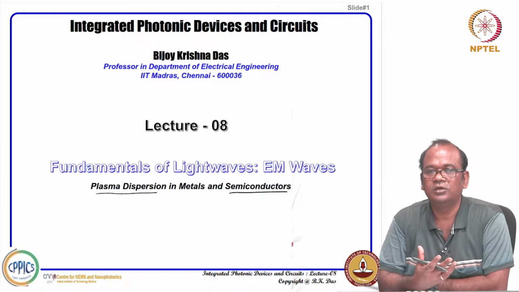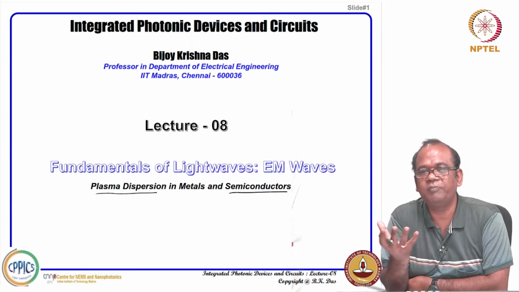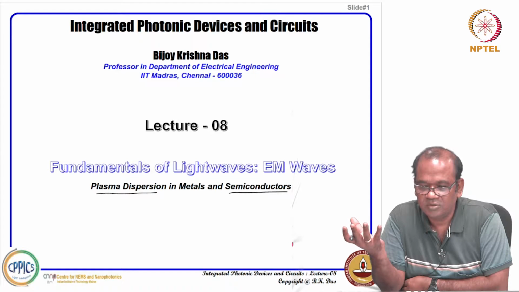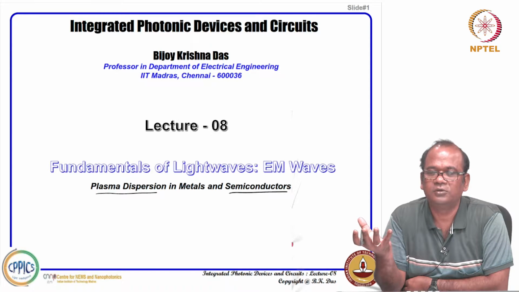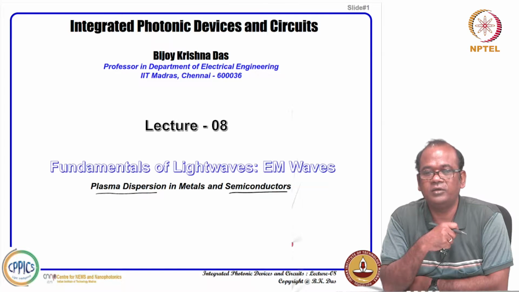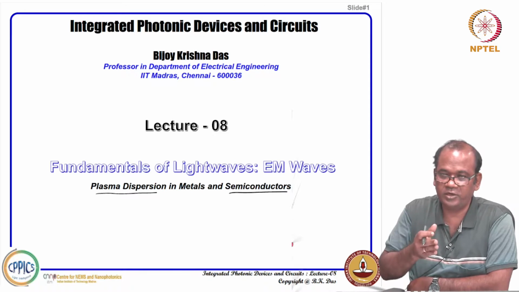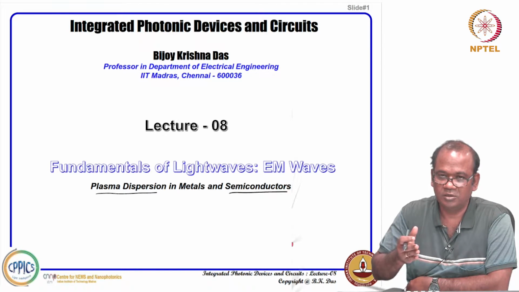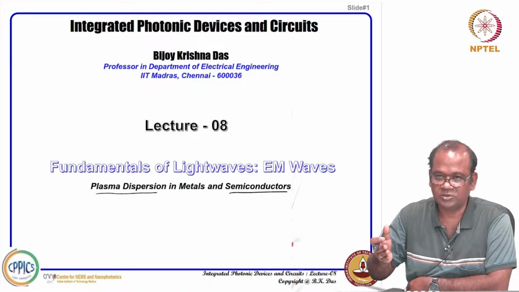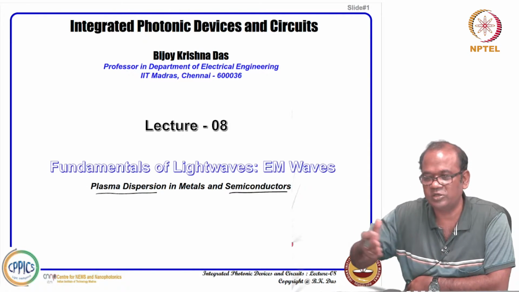It is nothing but basically the carrier concentration dependent refractive index or dielectric constant, and that is what we need to derive. We need to concentrate on how an electromagnetic wave propagates in metals and semiconductors, contributing to a frequency dependent refractive index as well as frequency dependent losses.